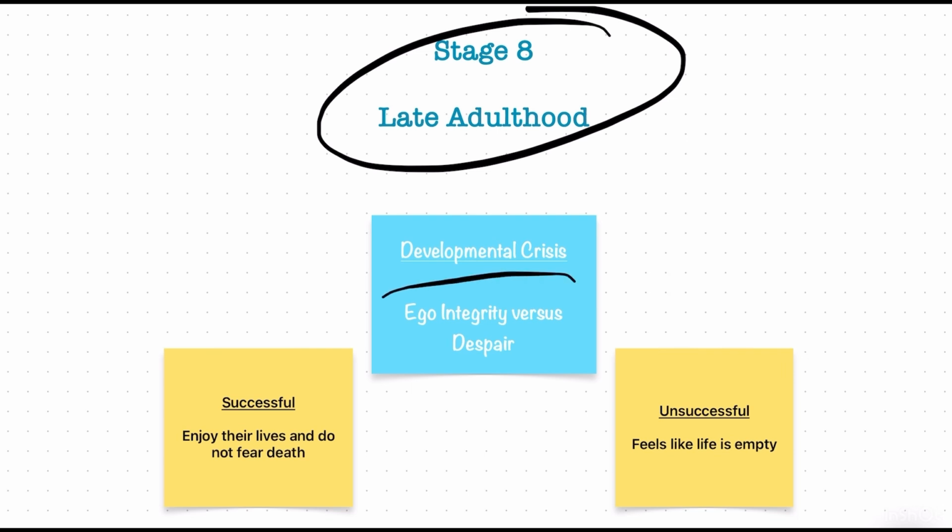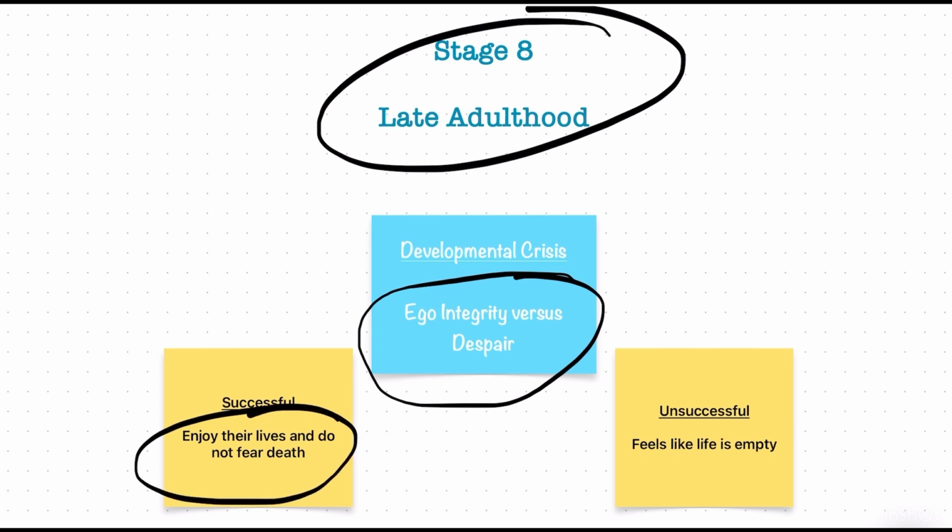The last stage, that is stage 8, we have late adulthood. Here, the developmental crisis is ego integrity versus despair. In this final stage, individuals reflect on their lives. A sense of fulfillment leads to a feeling of integrity, whereas regret or dissatisfaction can result in despair.